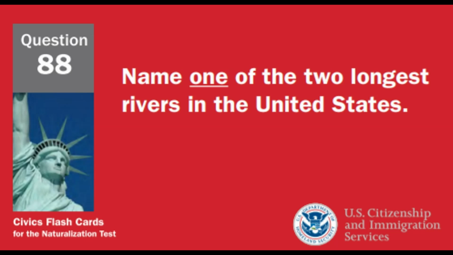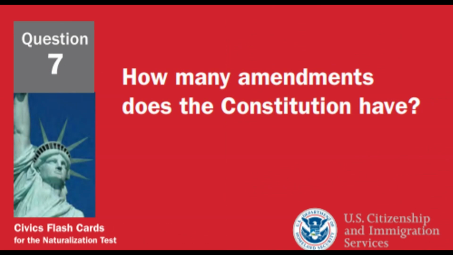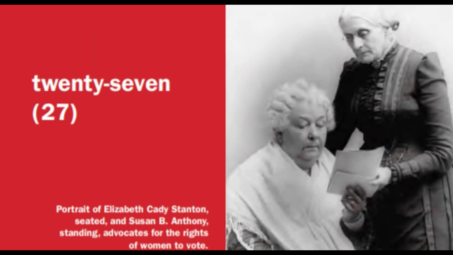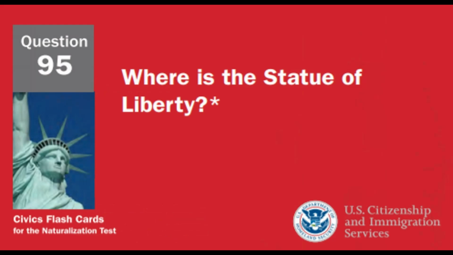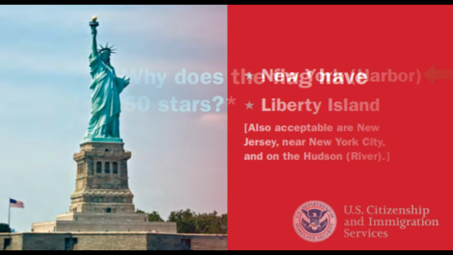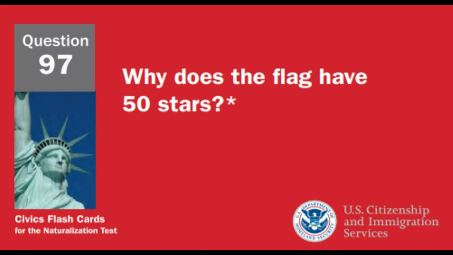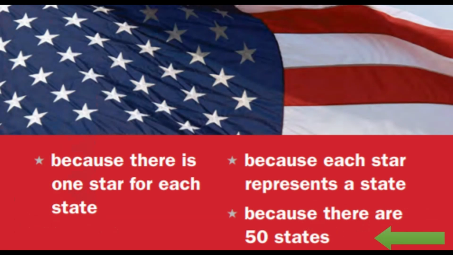Name one of the two longest rivers in the United States. The Mississippi River. How many amendments does the Constitution have? 27 amendments. Where is the Statue of Liberty? New York Harbor. Why does the flag have 50 stars? Because there are 50 states.